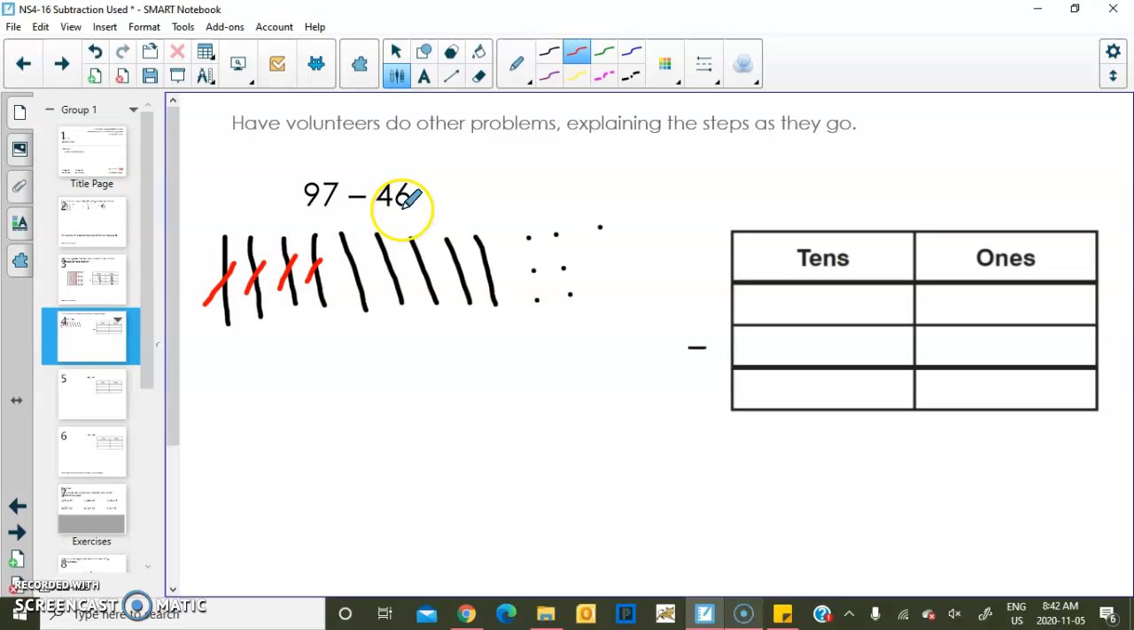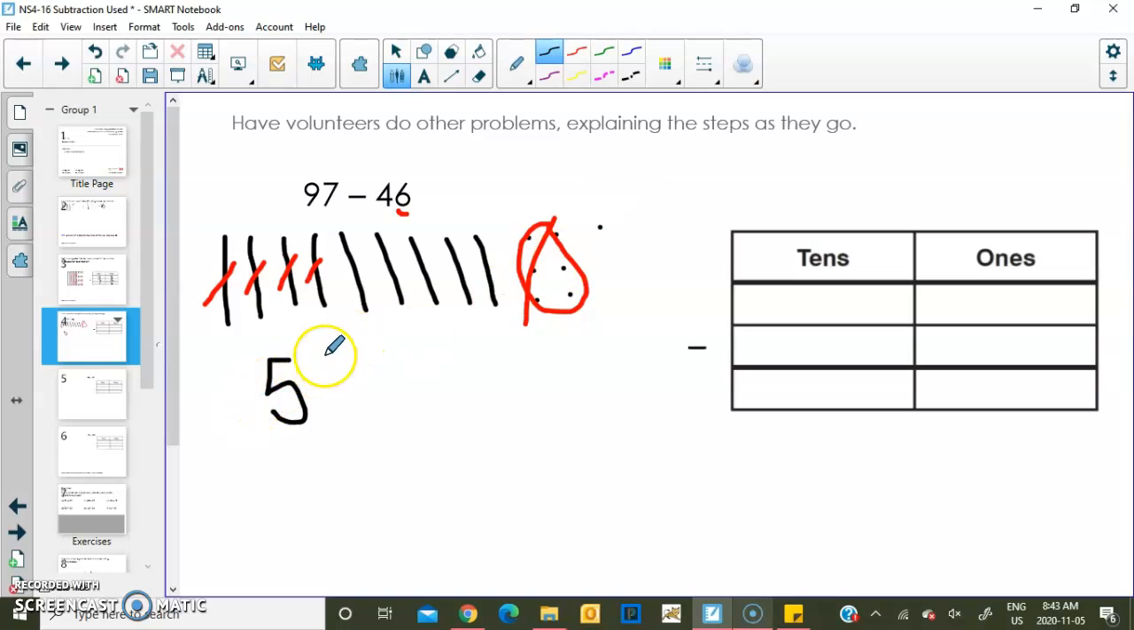And how many ones blocks do we need to take away? 6. So I'm just going to circle these 6, and I'm going to cross them out, okay? So how many tens blocks do we have left? Let's count. 1, 2, 3, 4, 5. We have 5 tens blocks left over. And how many ones blocks do we have left over? Good, 1.